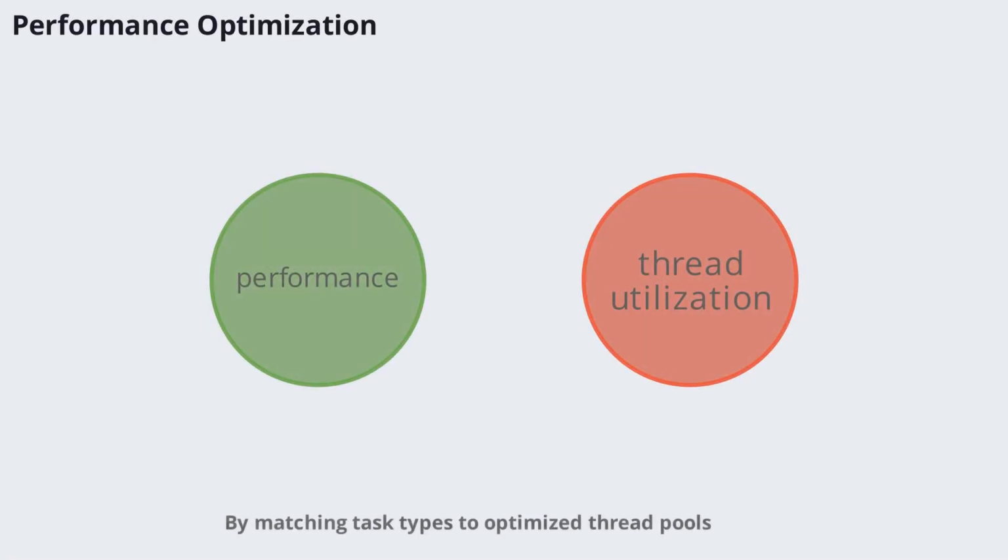By matching task types to optimized thread pools, withContext maximizes CPU and thread utilization. For example, CPU-intensive tasks can use Dispatchers.Default, while I/O tasks use Dispatchers.IO. This approach prevents overloading any single thread and ensures your application runs smoothly even under heavy workloads.